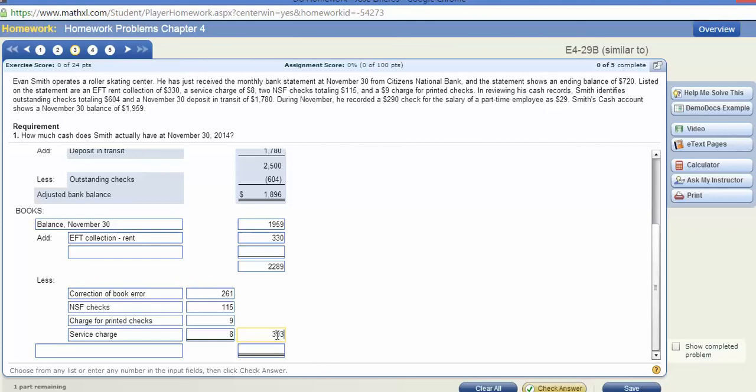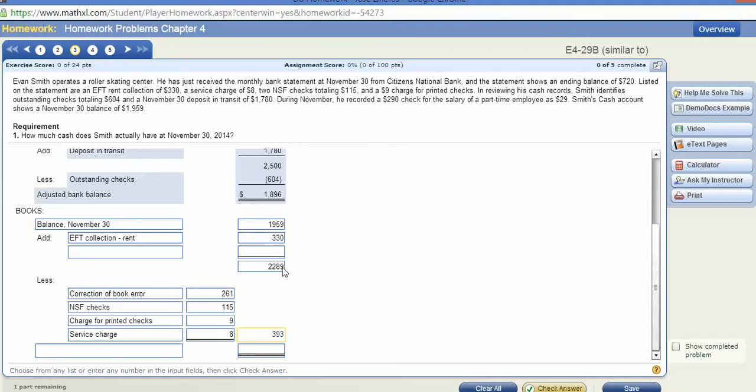And this is the total deductions down. Again, what we've done is adjusted what the book's version of the truth is up by what the books don't know. The book doesn't know about the 330, and then we've adjusted the 1959 down by what the books don't know. The books don't know there was an error until you saw the bank statement and saw a $29 check that cleared for $290, and this is correct. It doesn't know about NSF checks. They bounce, and that's when the bank statement tells you they've bounced. And it doesn't know about these 2 charges, the service charge and the printed checks.